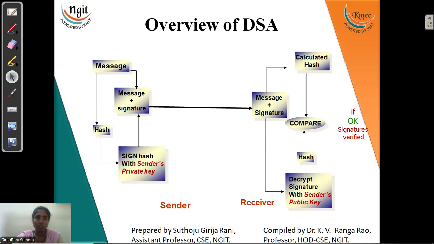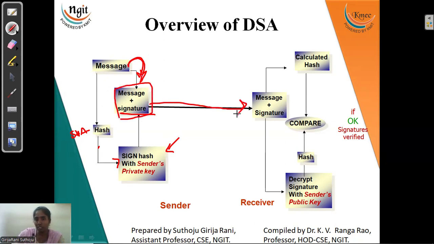So the overview is nothing but this: we are going to take the data here and convert it into a hash. Once the hash is generated by the hash algorithm, that is the SHA algorithm, after this we sign with the sender's private key so that we get the signature. Whatever the message and signature, attach these two, then send them into the network to the receiver. Now the receiver is ready to take this.